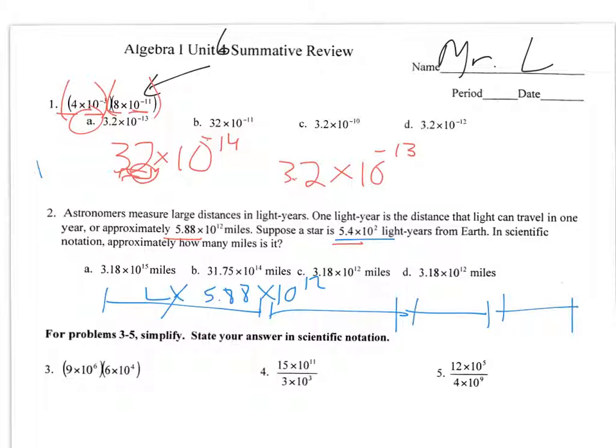It's obviously here 5.88 times 5.4, or 3.18. When you multiply, you get 31.8, but then you have to put it in scientific notation, 3.18. When you multiply, you add the exponents, so you have 10 to the 14th, 31.8 times 10 to the 14th to begin with.